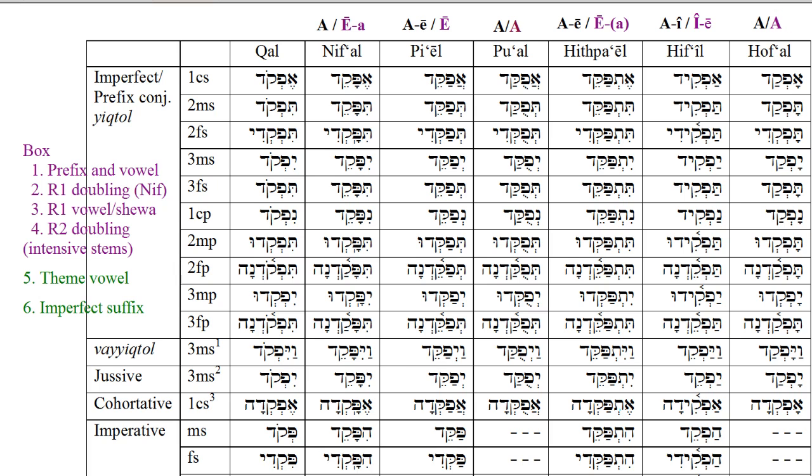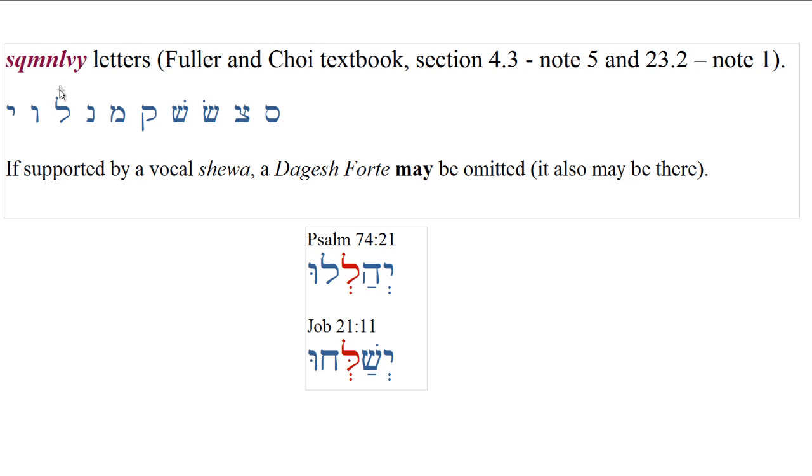Let's quickly review that. If you remember, there's a certain set of letters that if they have a vocal schwa and they're doubled, they may not show the dagesh forte. We call these the Sequel-Levy letters, and the S refers to the set of sibilants right here, samek, tsade, sin, and shin, and then the Q, M, N, L, V, Y refer to one letter each, qof, mem, nun, lamed, vav, and yod. So if one of these letters is supported by a vocal schwa and it's doubled, we may see the dagesh forte drop out.